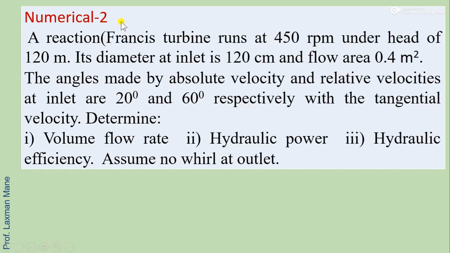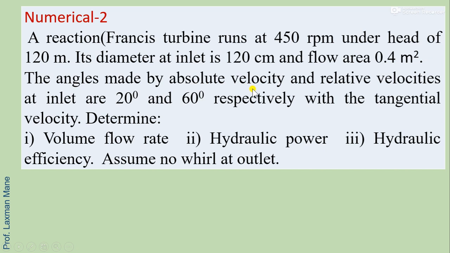Now the second numerical. A reaction Francis turbine runs at 450 rpm under a head of 120 meter. Its diameter at inlet is 120 centimeter. Actually it is said that at inlet, but this is the external diameter. Already we discussed in the last example. And flow area is 0.4 meter square.